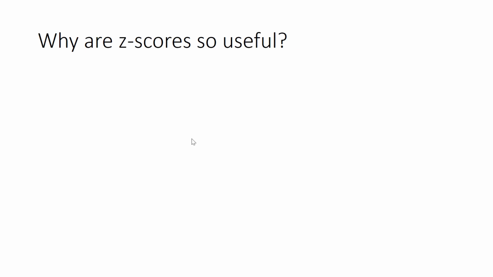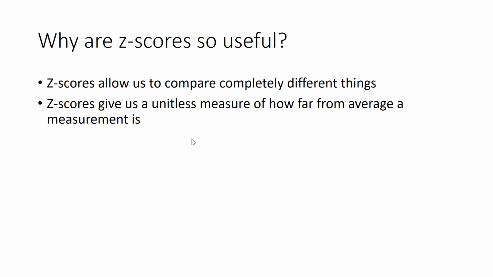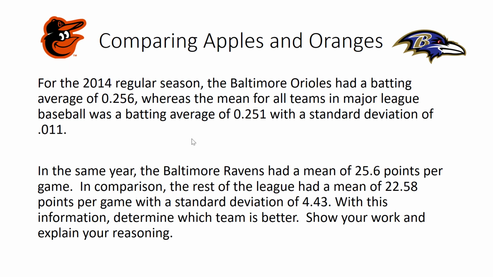So the last thing we want to talk about before we end this video is why z-scores are so useful and helpful. And the answer is that they allow us to compare completely different things. They give us a unitless measure of how far from average a measurement is. So let's use this last example to compare the Orioles and the Ravens, two completely different sports teams. As you probably know, the Orioles are a baseball team and the Ravens are a football team.